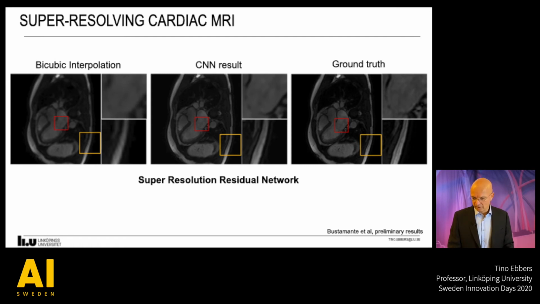That one is definitely there, and you see also much better edges at the wall. If we then look at the AI approach in the middle, then we see suddenly the mitral valve appears again, and also the edges are much better, as you can see, using the super resolution residual network.